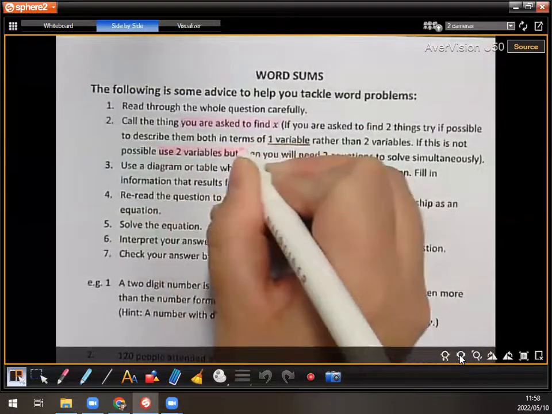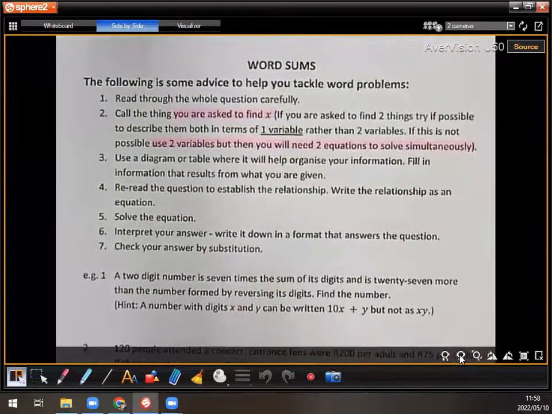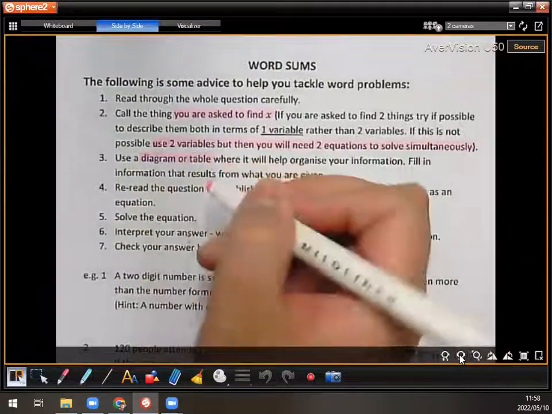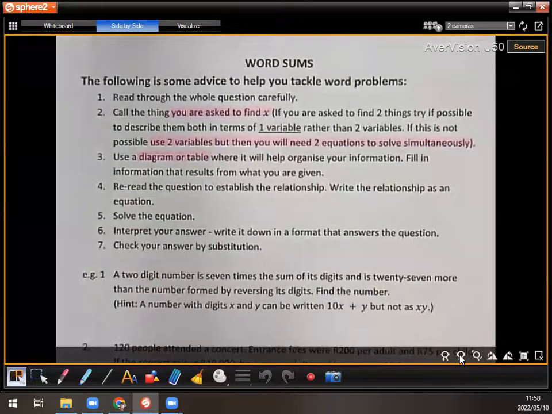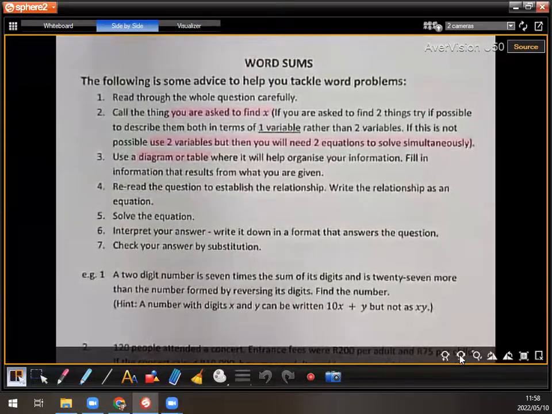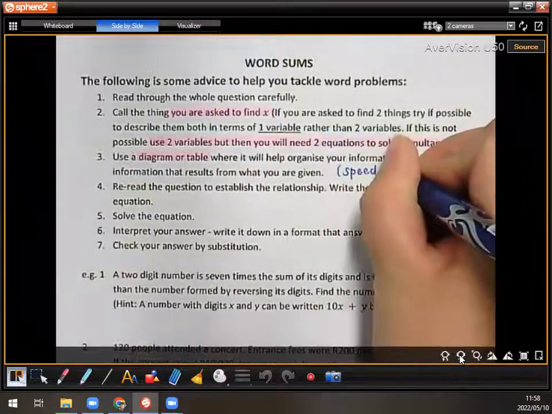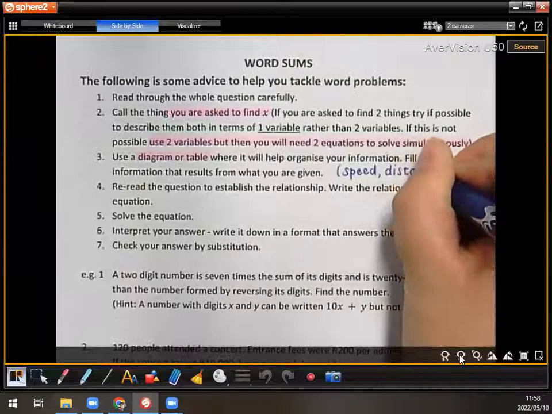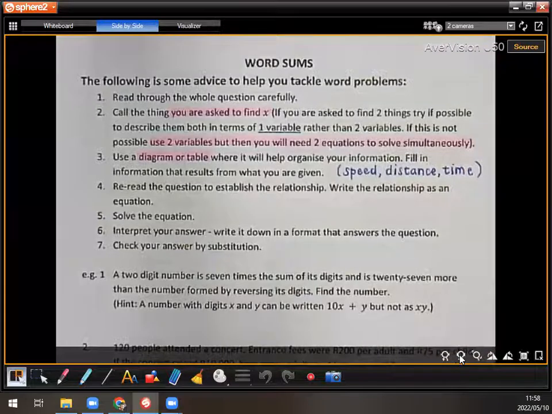So if you want to use two variables, you will need two equations to solve simultaneously. Use a diagram or table. Guys, that is very useful if you actually use a diagram or table instead of writing sentences to try and make sense of what's going on. A diagram or table is very useful, especially when you are doing speed, distance, time questions. I'm adding that there. I always use a table when I am answering a speed, distance, time question. It makes it much clearer to see what you're actually comparing and to set up your equation. So I can definitely recommend that.